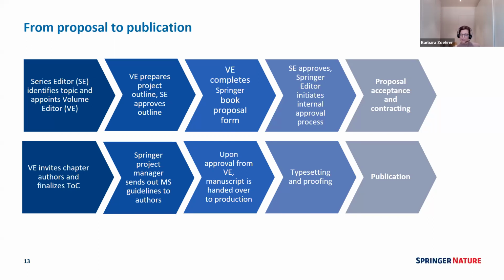So once the agreement is signed, the volume editor invites the chapter authors, finalizes the TOC, and then Springer Project Management comes in and sends out an information package with manuscript guidelines and permission guidelines to the authors. Once the manuscript is approved by the volume editor, it's handed over to production, typesetting and proofing starts, and once the proof has been approved, we go into the publication process.